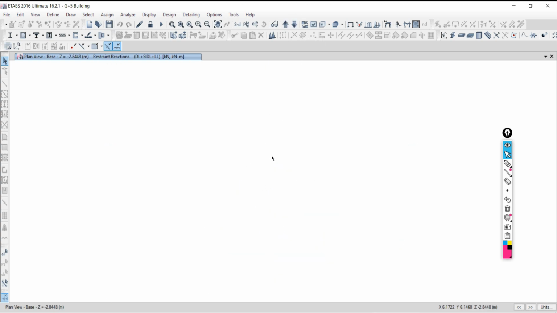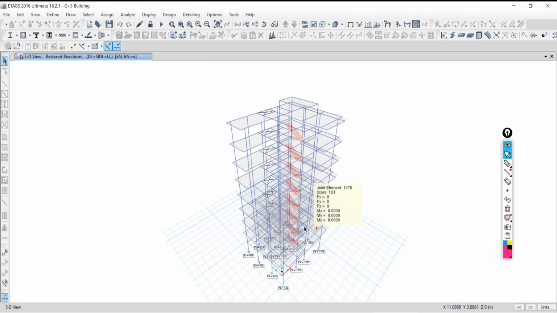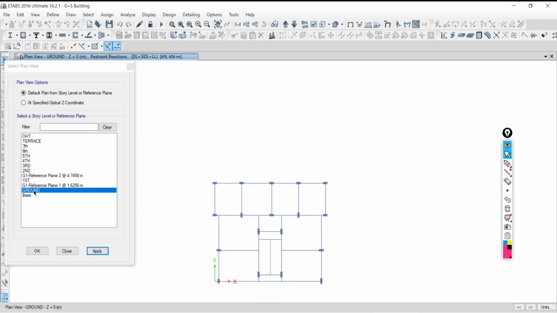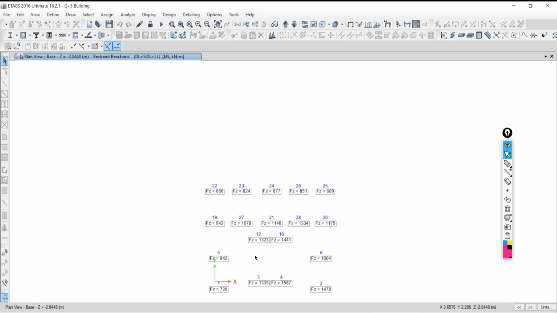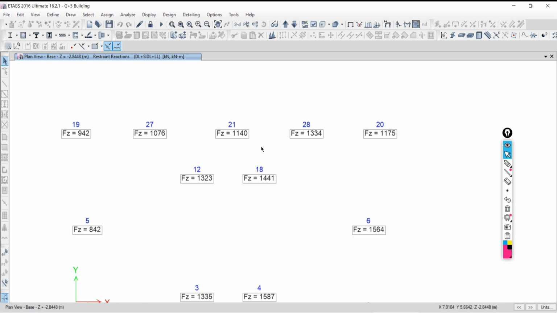No, sir. Okay, so it is in plan, it is in 3D view. Your choice, in which option you are comfortable. Now go to plan again, come to base level, at the base level say apply. Now after having this base reaction, next most important thing is what?